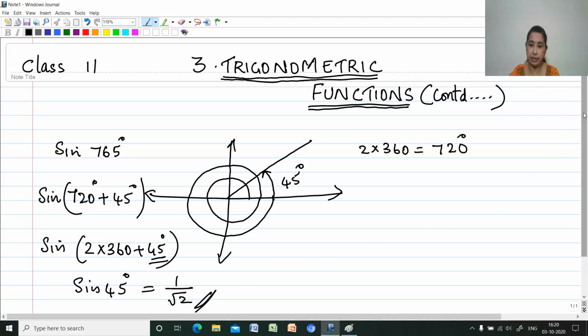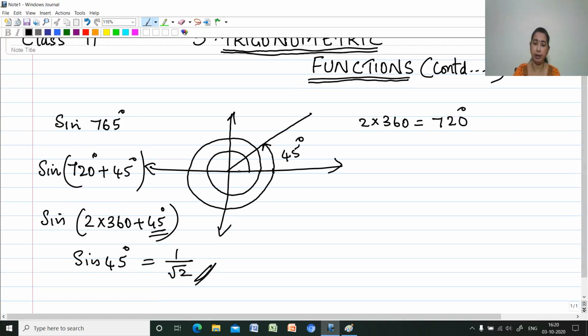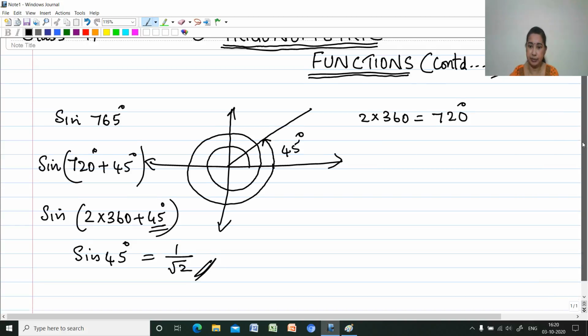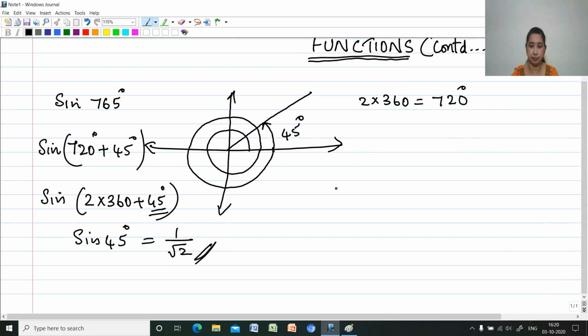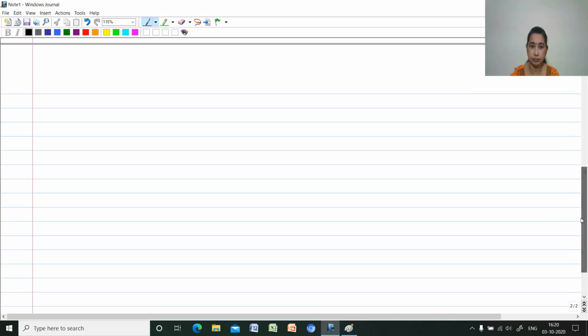Now moving on to the next one. What you have to do is check what is the exact number of revolutions. Then we can find the remaining angle. So that is about the positive angle. What about the negative angle? So I'll take one negative angle.